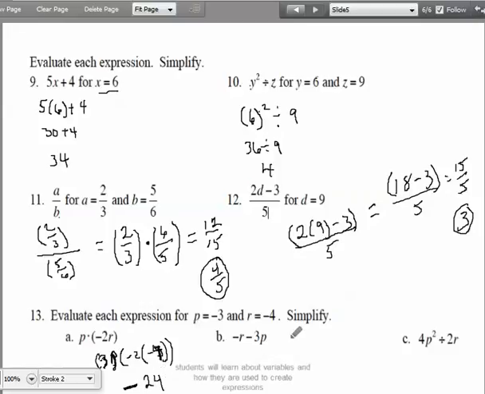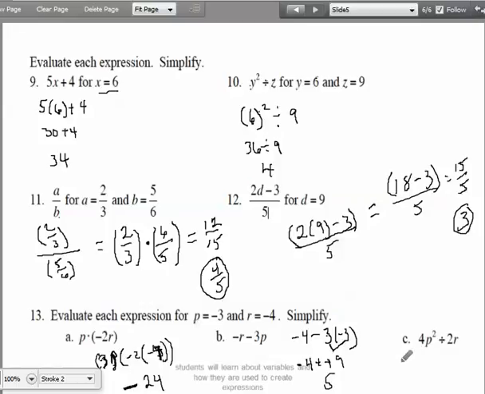Okay, let's try number B here. So we're going to have negative 4 minus 3 times negative 3. Well, 3 times negative 3 is negative 9. So I got negative 4 minus negative 9. See, I've got 2 negative signs here. Those will become positives. So I've got negative 4 plus 9, so that's going to be a 5, positive 5.